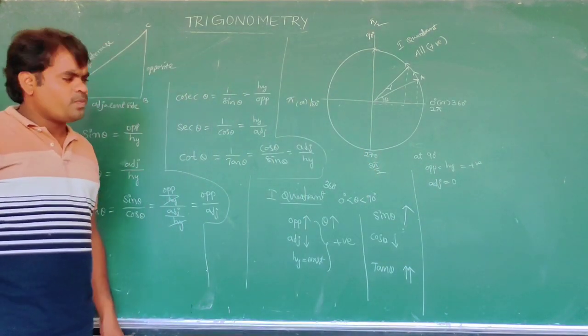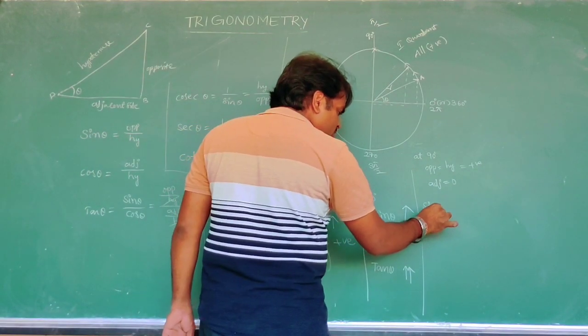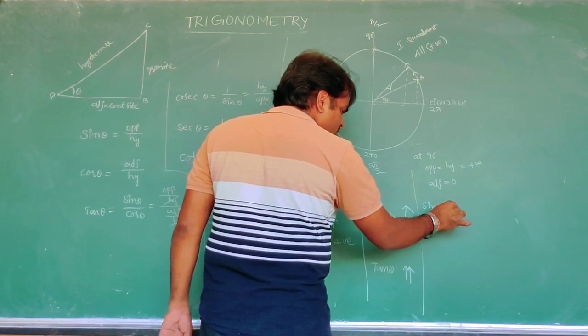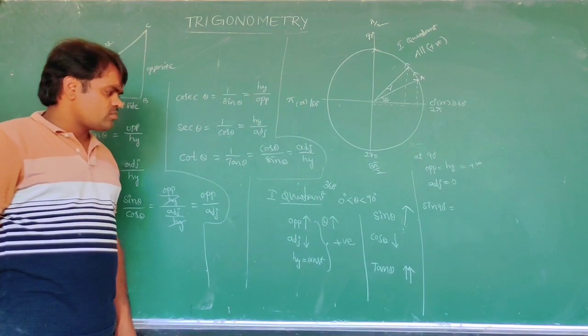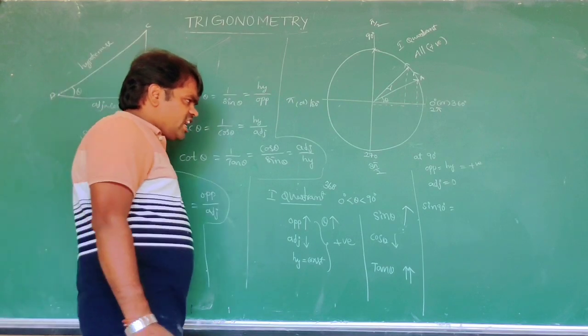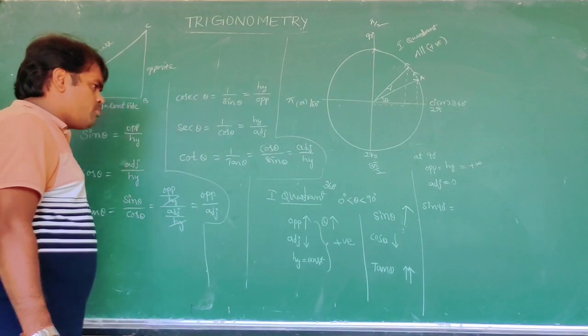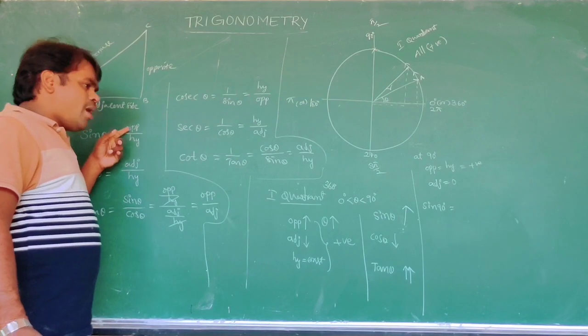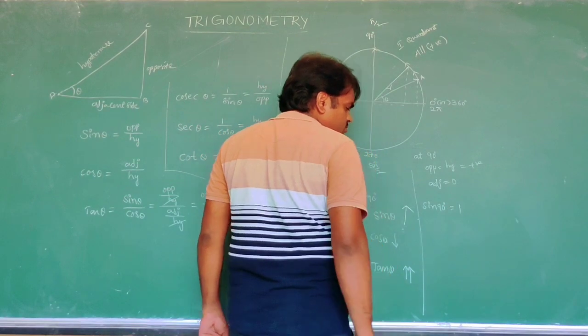Adjacent side is 0. Then sin 90. What about sin 90? You see sin 90, opposite side and hypotenuse both are equal. Opposite by opposite get cancelled. So sin 90 is 1.